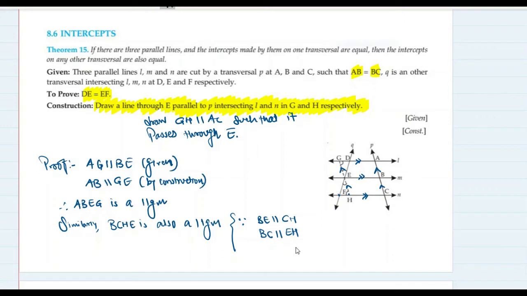BCHE is also a parallelogram. ABEG is also a parallelogram. So we have proved that these two are parallelograms. Right? So if they are parallelograms, opposite sides will be equal. That means AB is equal to GE and BC is equal to HE. Why? They are opposite sides of a parallelogram.